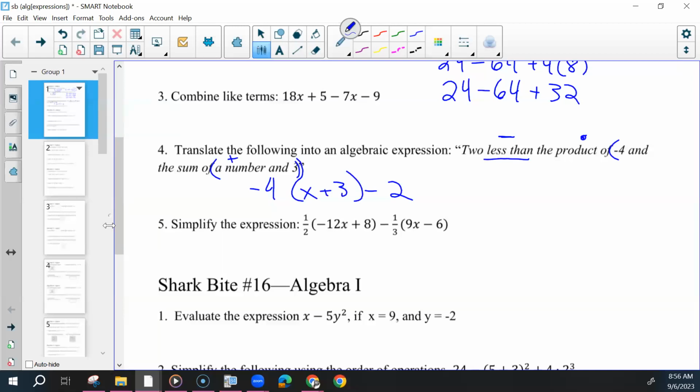So it should look something like this. -4 outside of parentheses, x plus 3 or whatever variable you chose, and then -2 at the end. Questions on number 4?